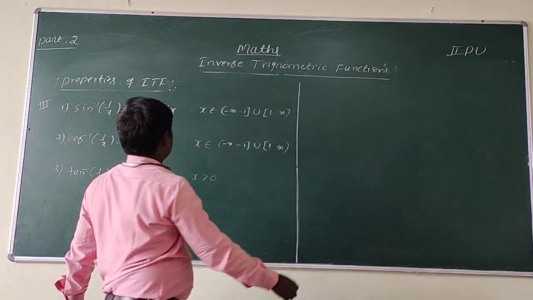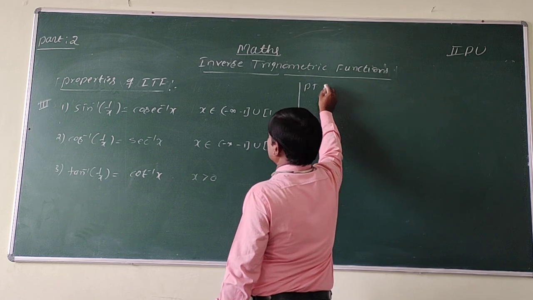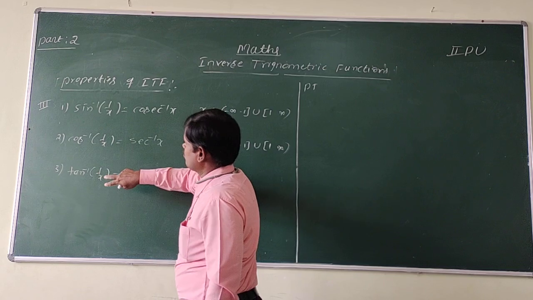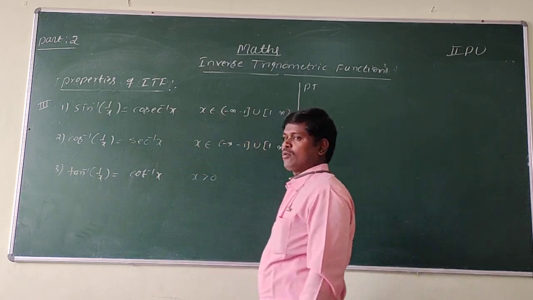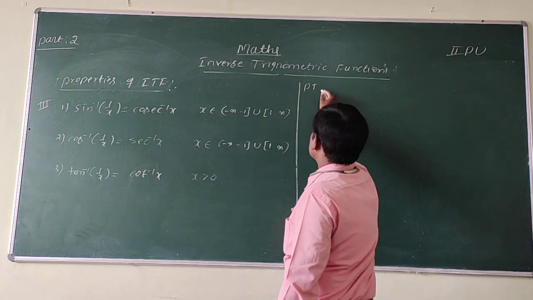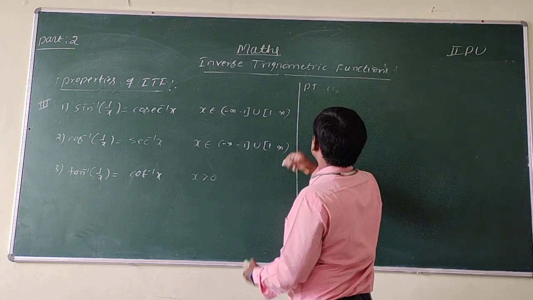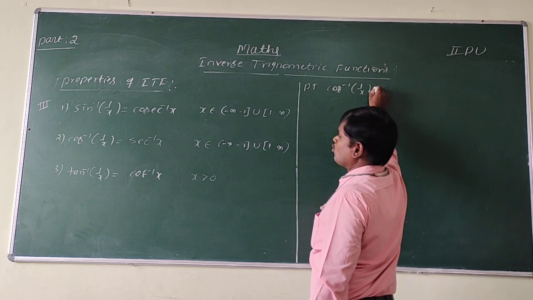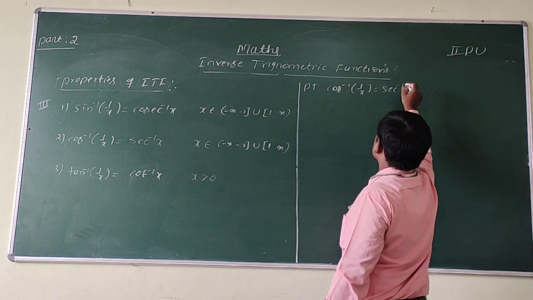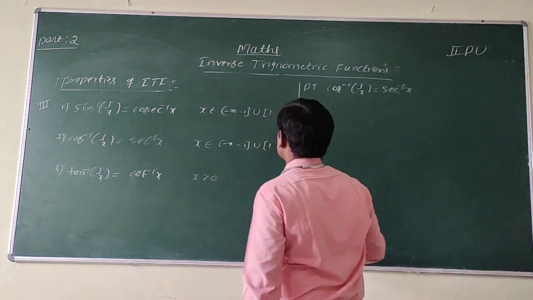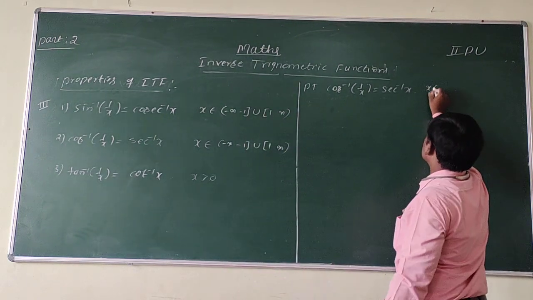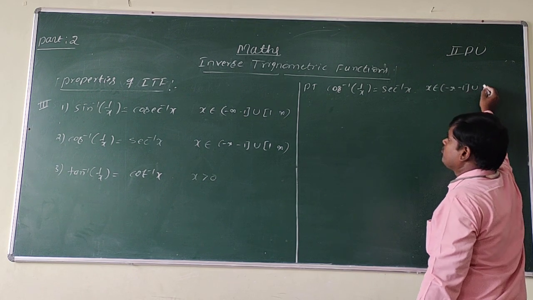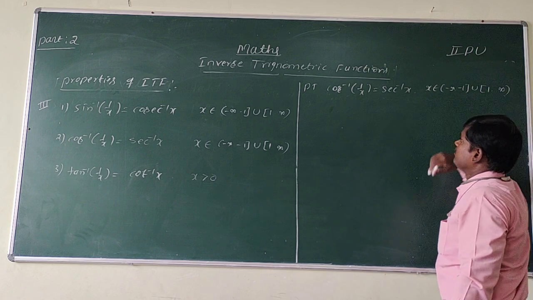The first one is to prove that. I proved this one. So you should prove the third and first problem as homework. So first one is prove that cos inverse of 1 by x is equal to secant inverse of x. The interval is x belongs to minus infinity to minus 1 union of 1 to infinity.